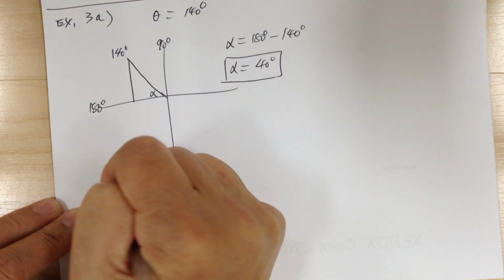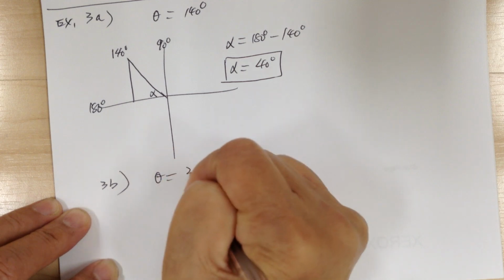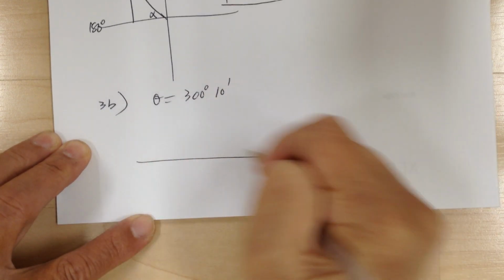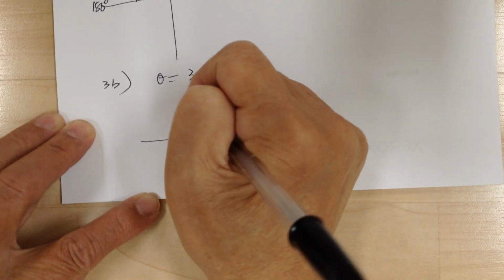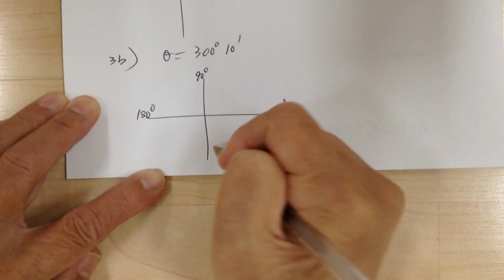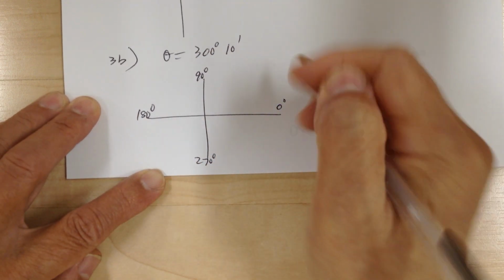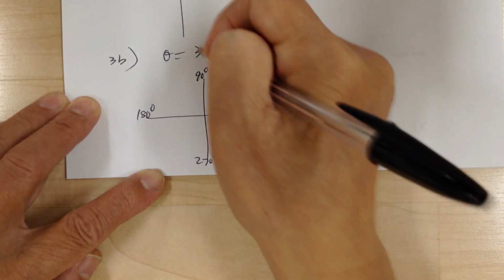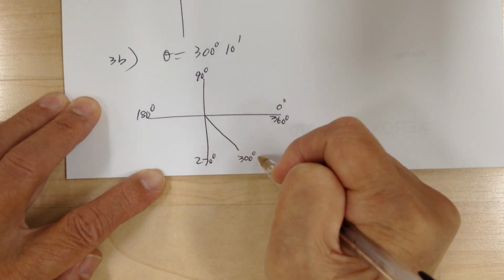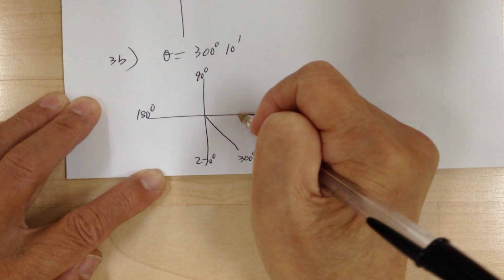So example 3b, you got theta equal to 300 degrees and 10 minutes. Okay, so again, here's your 90, 180, 270, and 360, right? So 300 is about right over here. So this is 300 degrees 10 minutes, right? You can always go up and down.